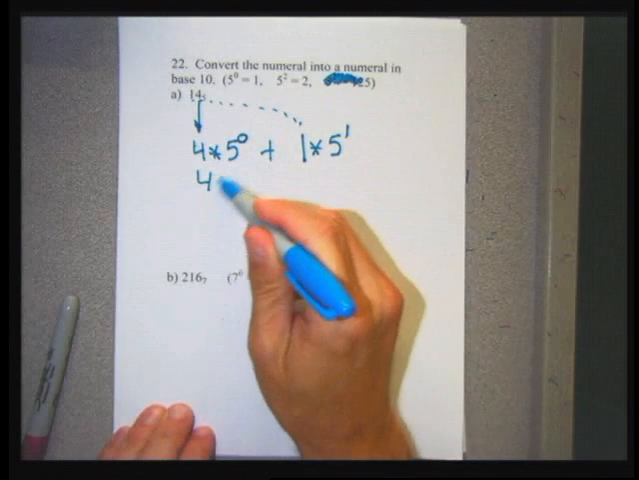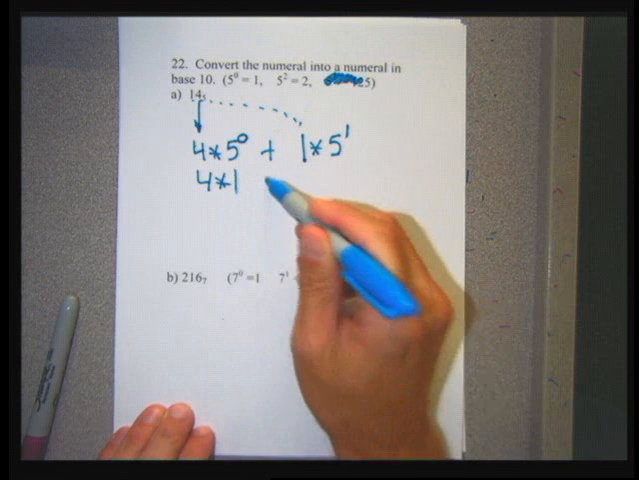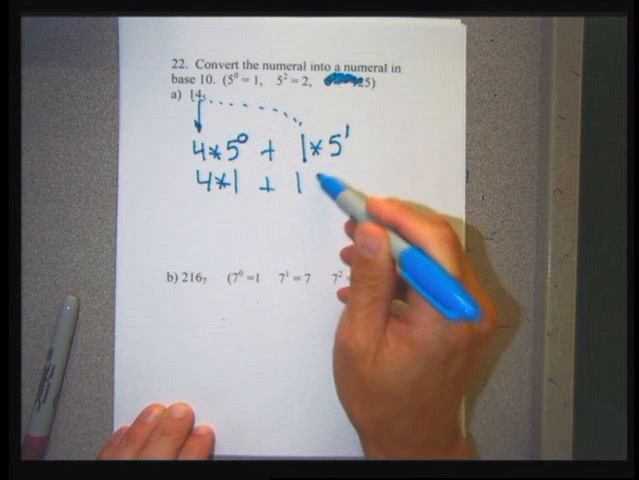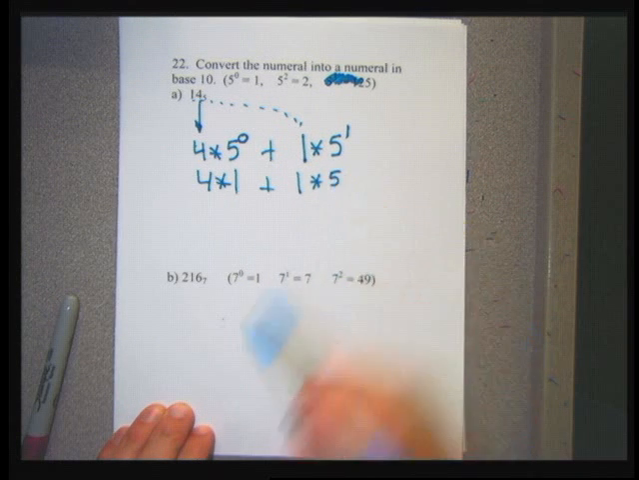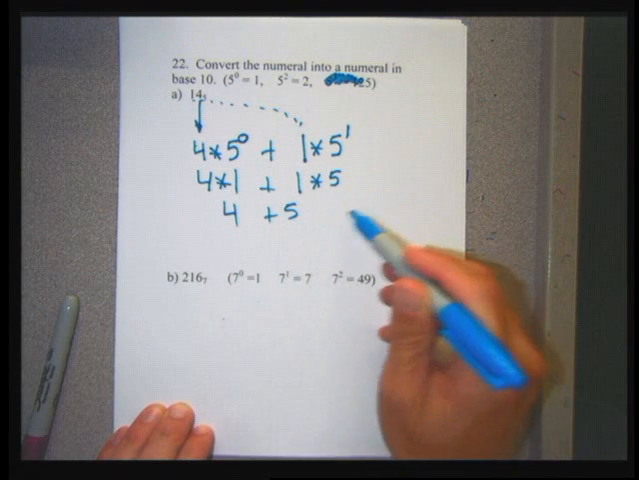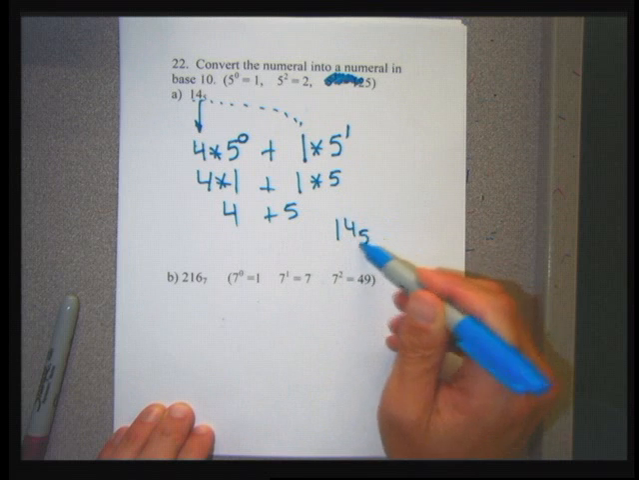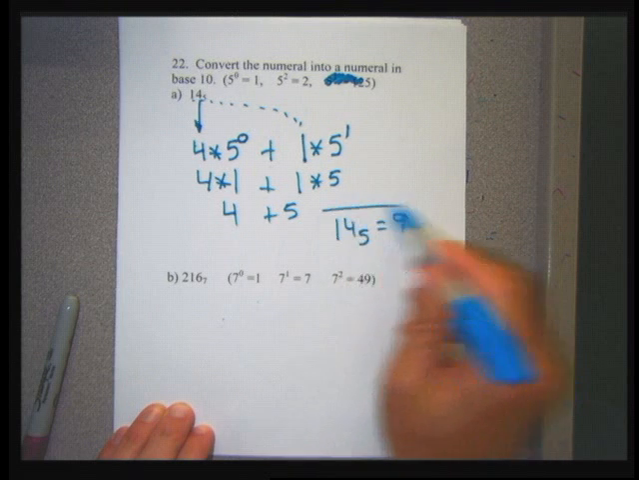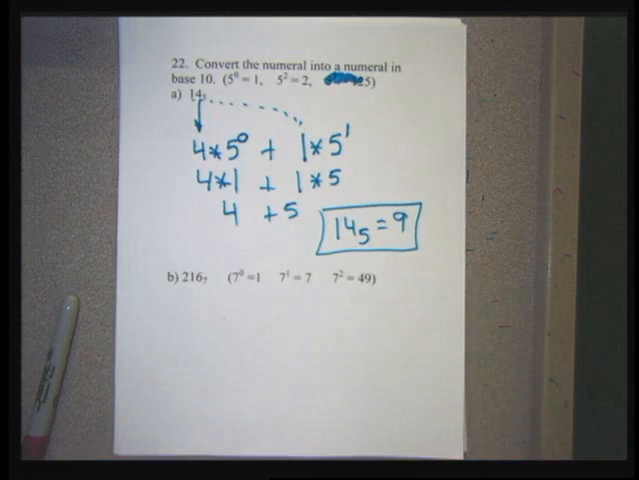5 to the 0 is 1, so this is going to be 4 times 1 plus 5 to the 1 is 5, so plus 1 times 5. So this is going to be 4 plus 5. And so 14 base 5 is the same as 9 base 10. I just have to write 9 down for my answer. But 14 base 5 is the same as 9.